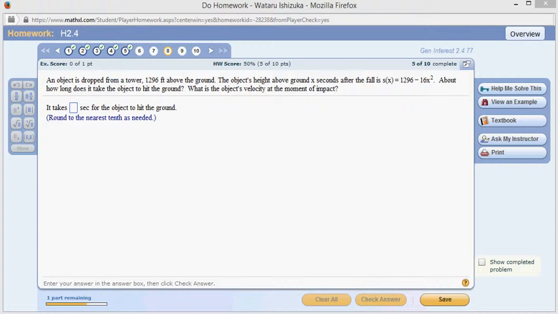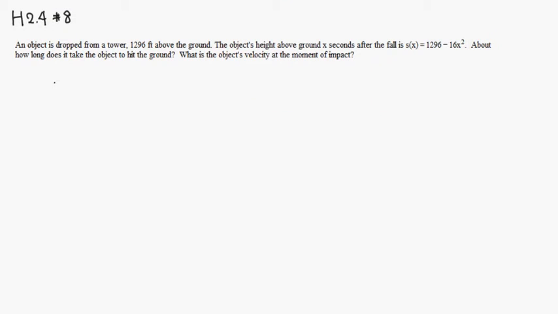Right, so let's do that. At the ground level, the height is 0. So all we need to do is set s of x, which is 1296 minus 16x squared, equal to 0 since it's at the ground level. Then you can just solve for x.